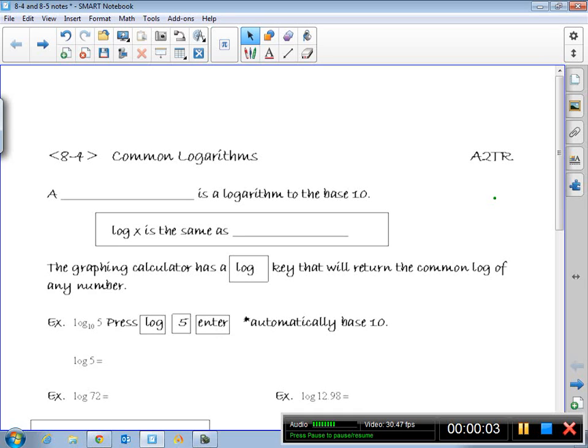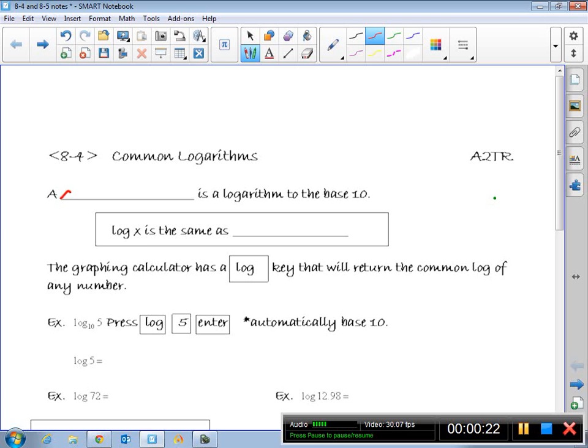Starting section 8.4 and 8.5 today, we're going to need your calculator quite a bit, so make sure you have that right out next to you. And we're looking at common logarithms in section 8.4.